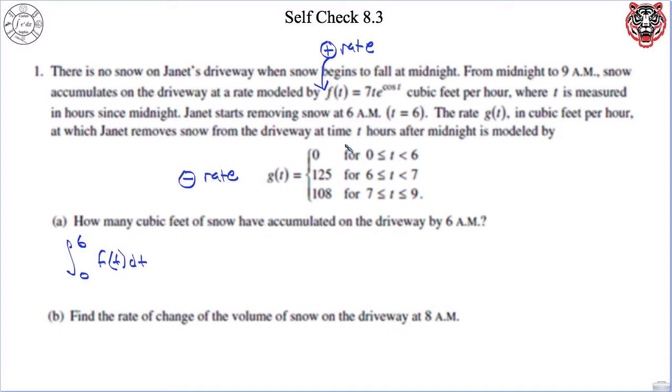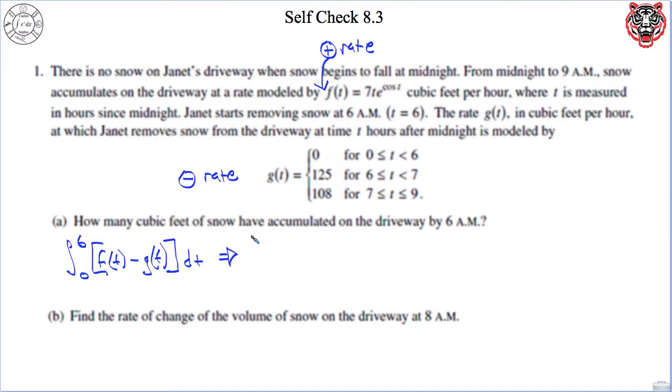We really are subtracting this 0. So if I was being technical, it would be f of t minus the rate, which is g of t, which is going to be 0. I was going to leave it out, but I'll leave it in. So dt. And what is that going to equal?